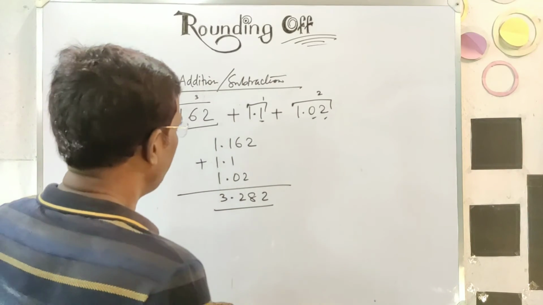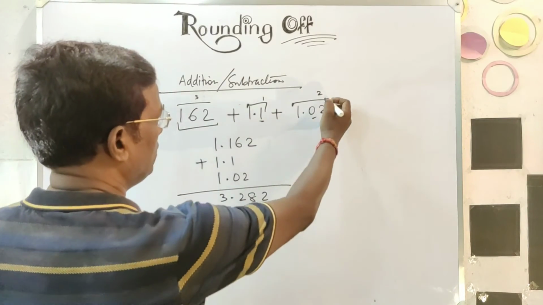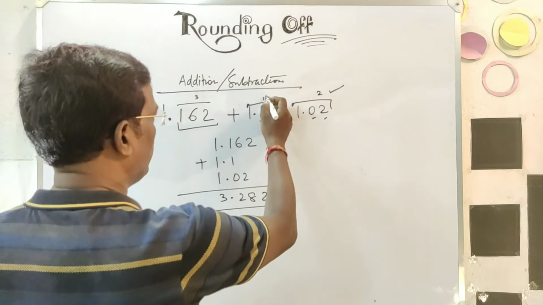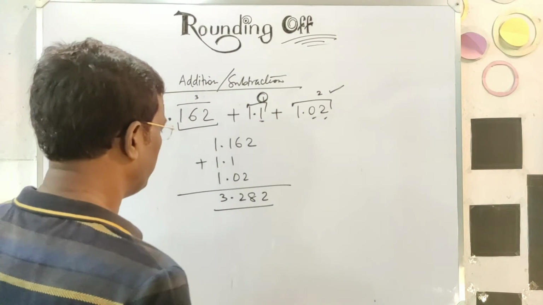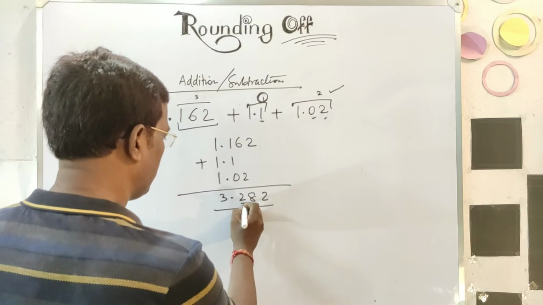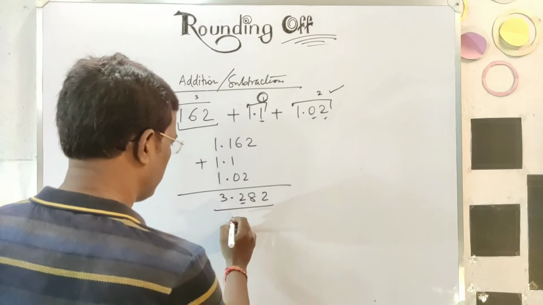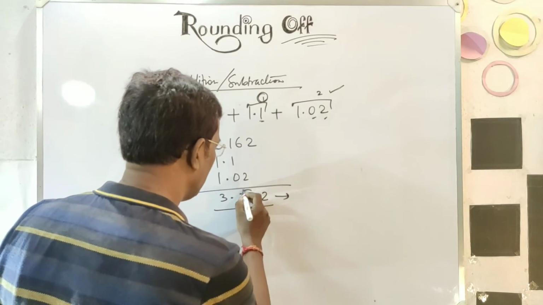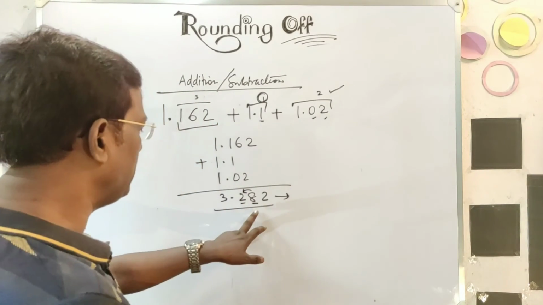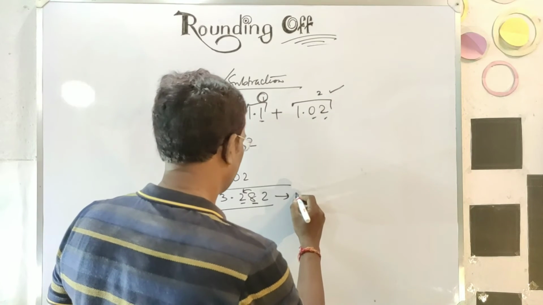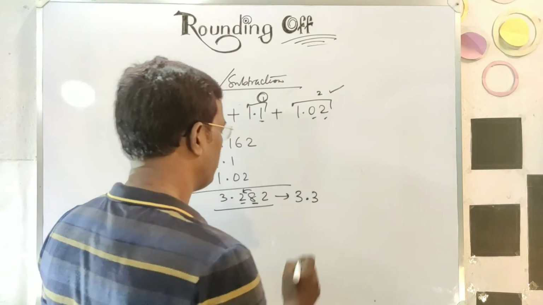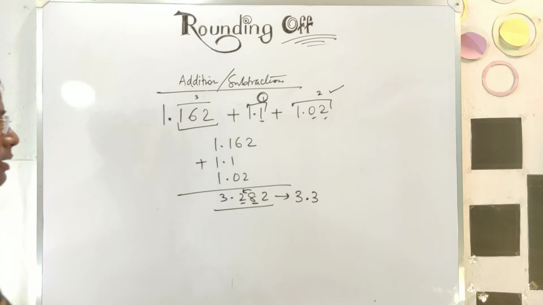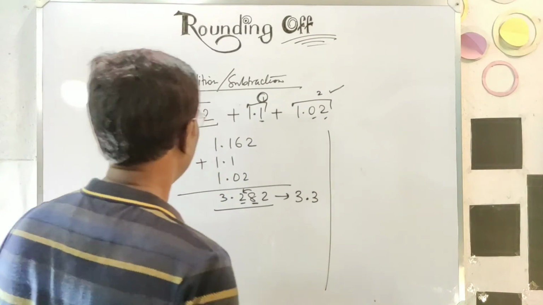Now here 3.282 has 3, and 1 is the minimum, so we'll take only one place. If you round off, because 8 is more than 5, 1 will be added, so the final answer will be 3.3. The final answer will be 3.3. Take one more example here.